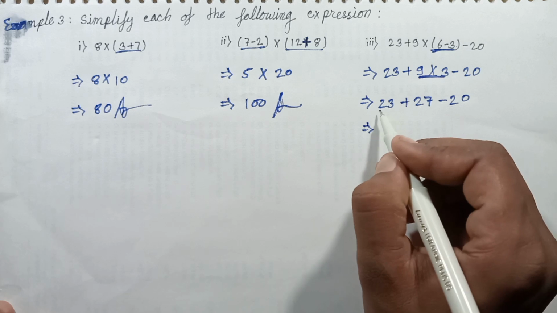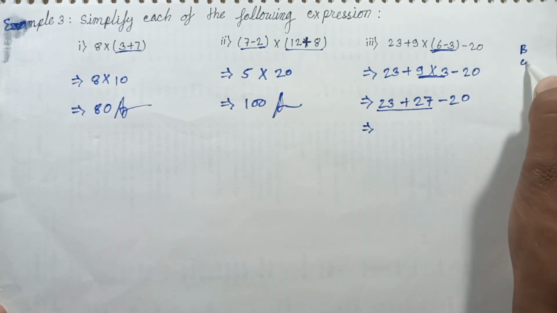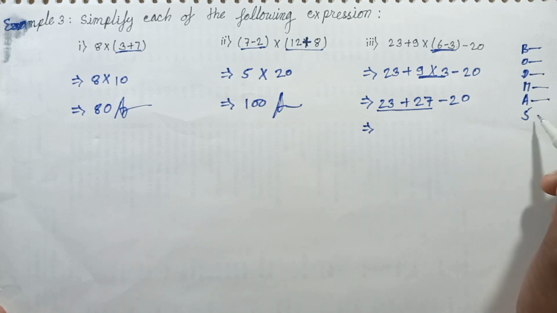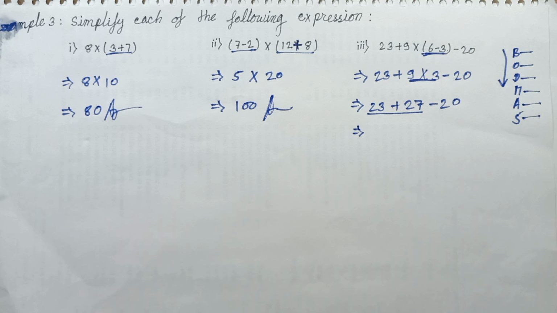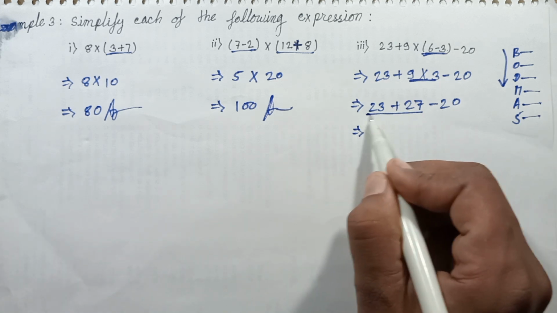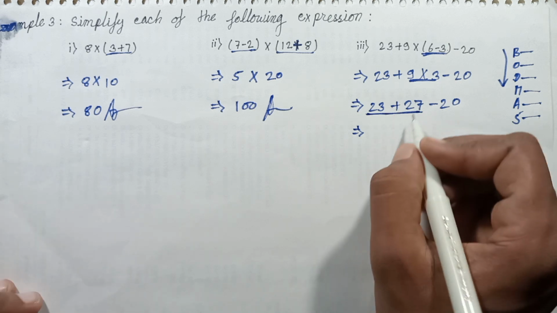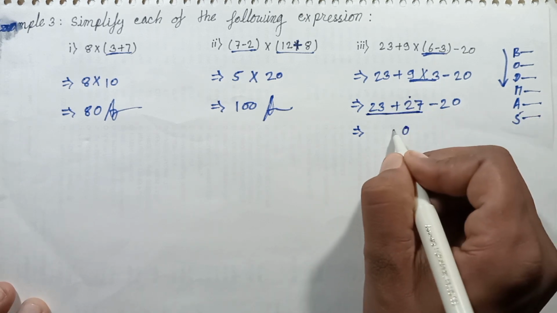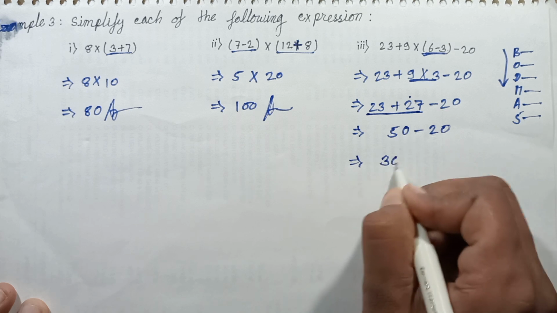In this part, first of all, solve the addition part. Rule of BODMAS: brackets, of, division, multiplication, addition, subtraction. Go through the brackets, then subtraction. In this addition part, 7 plus 3 is 10, 0 carry 1. 2, 4, 1, 5. Subtract 20. 50 subtract 20 comes out 30. 30 is my answer.